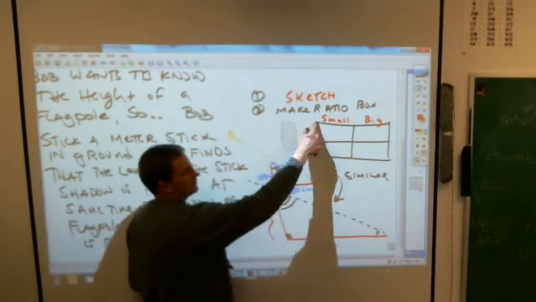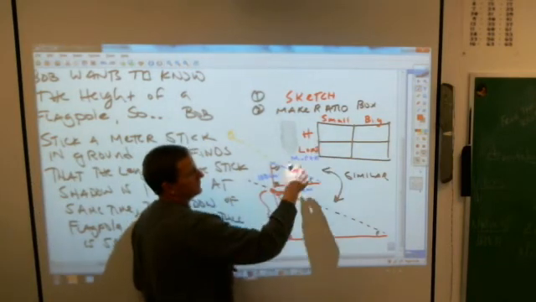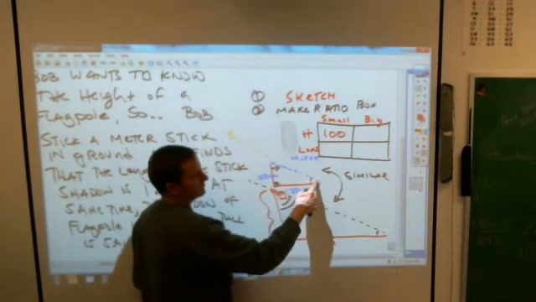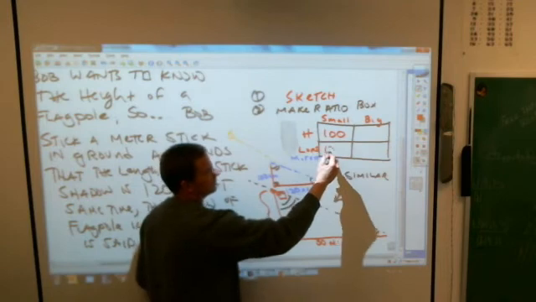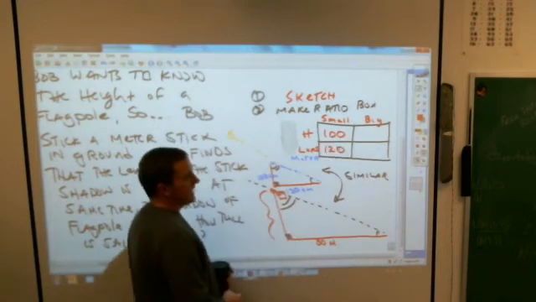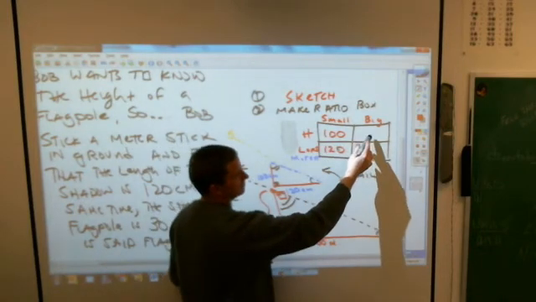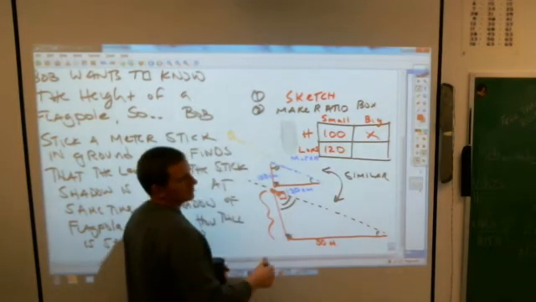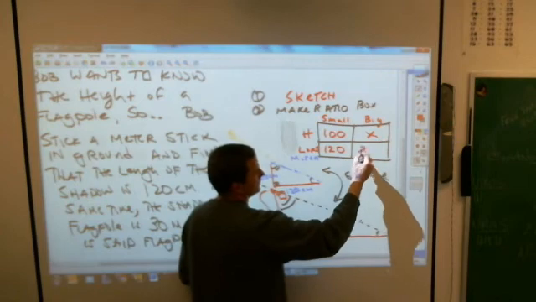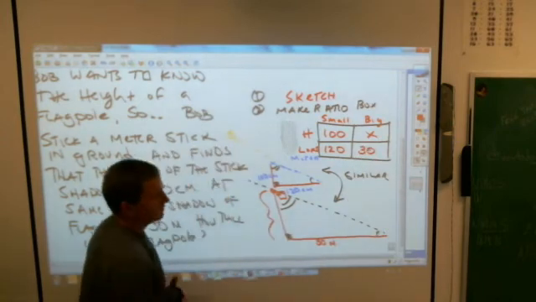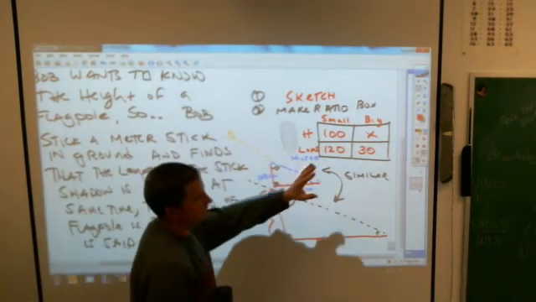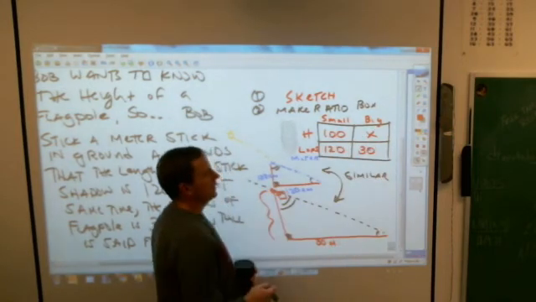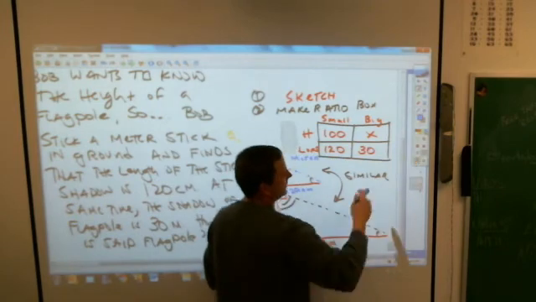How tall is the small triangle? Right here, it's 100 centimeters. How long was the shadow on the small one? 120. How tall is the flagpole? We don't know, but we do know its shadow is 30 meters. Now you don't really have to change those into centimeters because this side will all be in meters and this will be in centimeters. Now, how do I solve that? What's the easiest way?